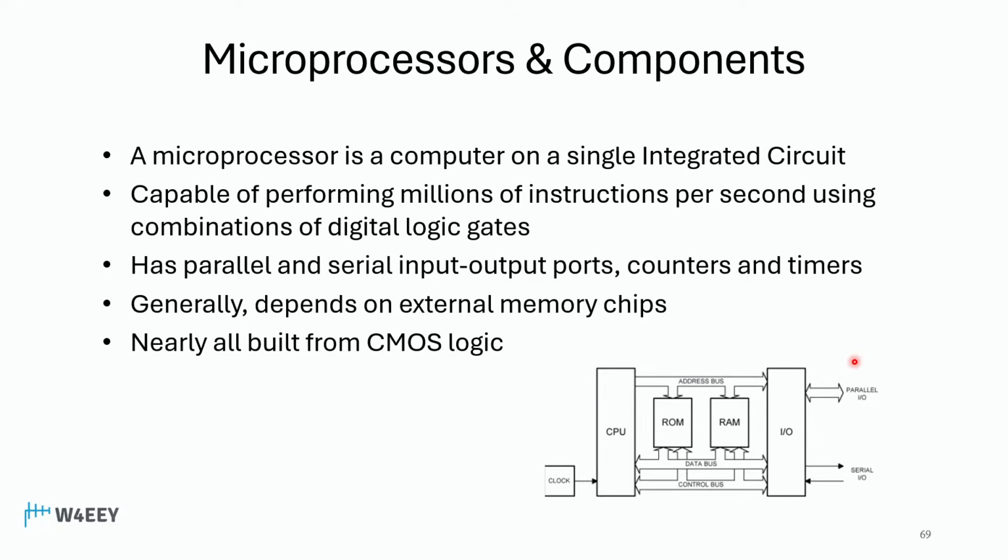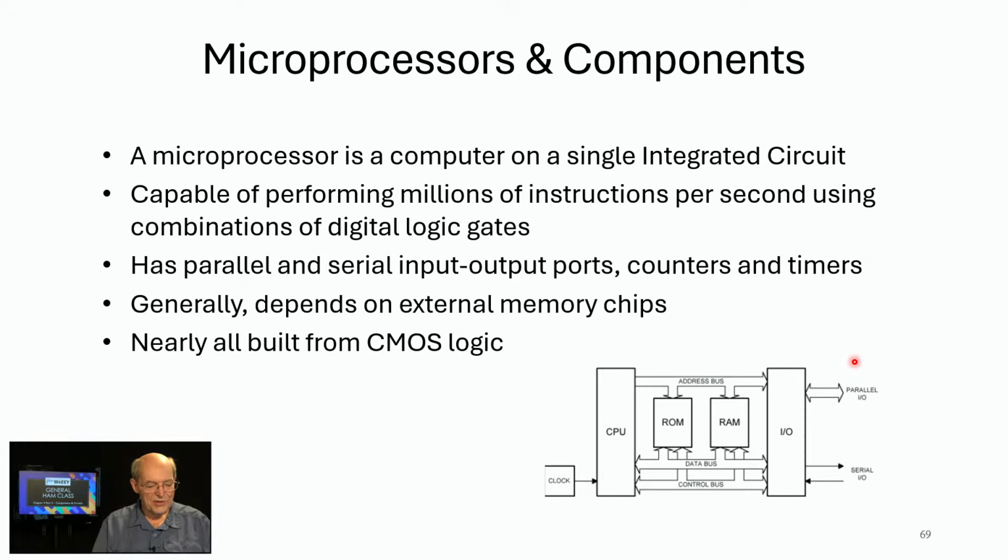We're moving toward microprocessors. Okay, we started out with transistors, 1s and 0s, saturation, cutoff. We moved to digital logic gates like AND gates and OR gates. Now we're going to combine thousands of these together to wind up with a microprocessor. So a microprocessor is a computer on a single integrated circuit, capable, in mind-blowing time here, of performing millions of instructions per second using combinations of digital logic states. So all those AND and OR gates and all of the other things, using all of that, very high speed, has parallel and serial output ports.